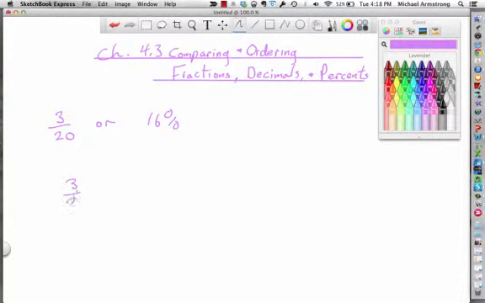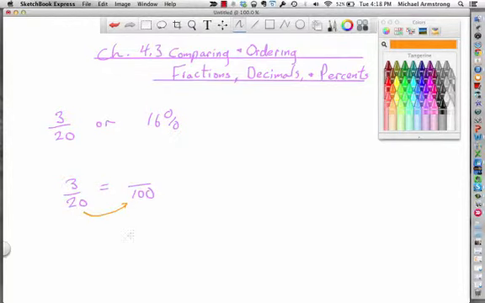3/20ths is something easy to change to a percent, and 16% is already a percent. So when we want to compare and order, we have to get them to the same place. We can put them all as fractions, we can change them all to decimals, or change them all to percents. So 3/20ths, if we want to change to a percent, we want to change it to 100.